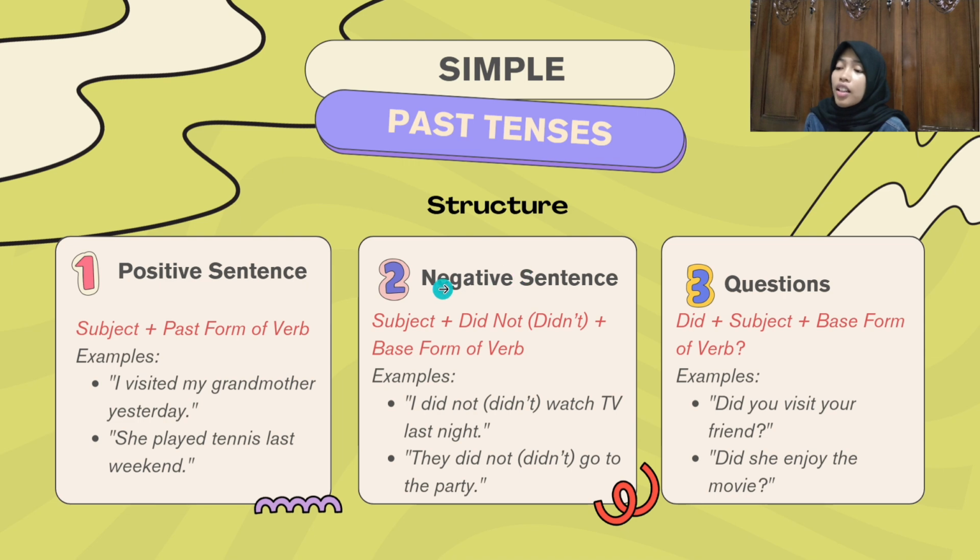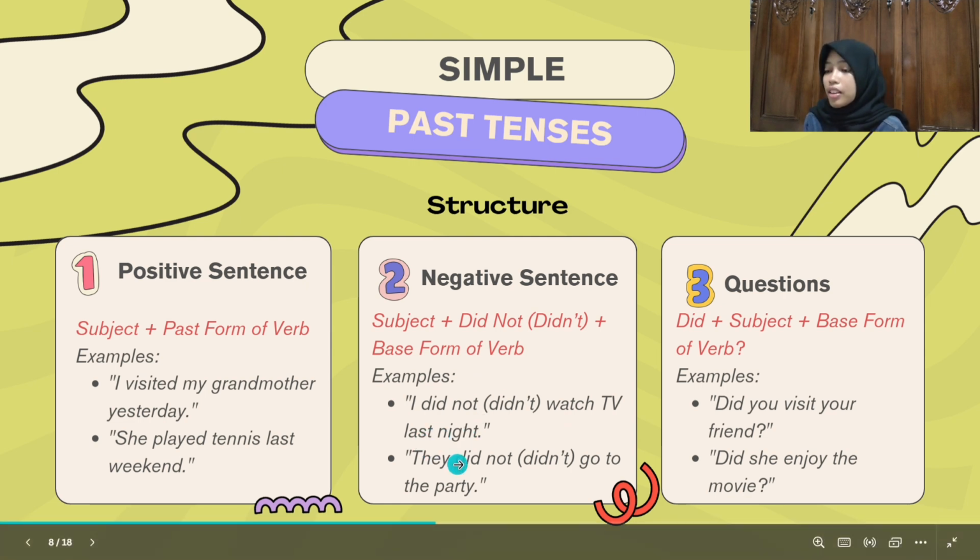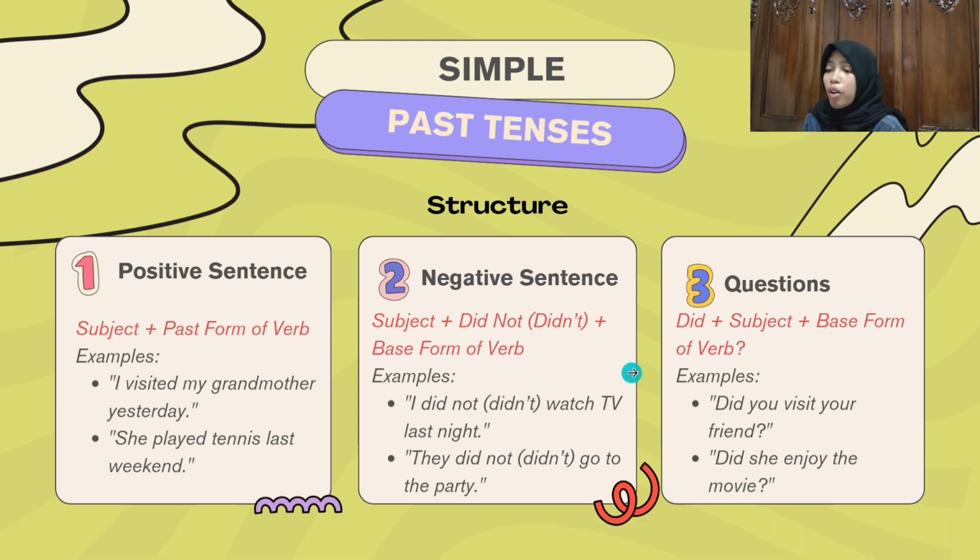Okay, and in negative sentences, we have subject plus didn't or did not plus base form of verb. Example: I didn't watch TV last night. I is the subject plus did not plus watch as the base form of the verb. And then the second example is they did not go to the party. They is the subject plus did not and go is the base form of the verb.